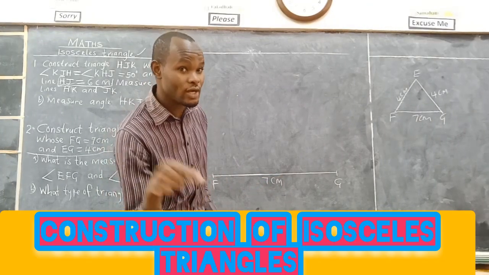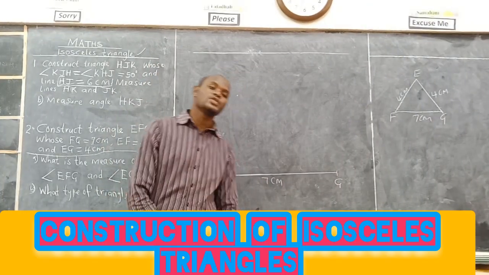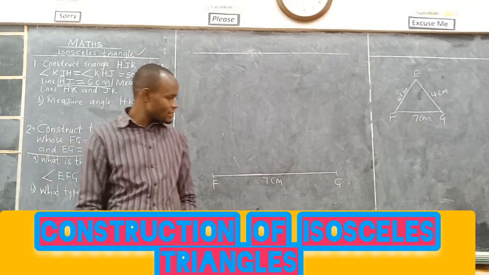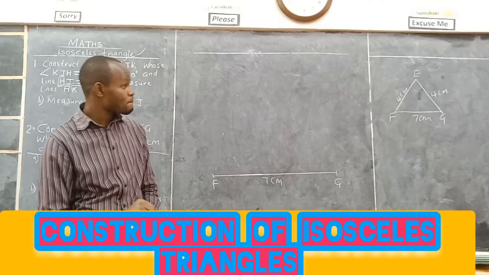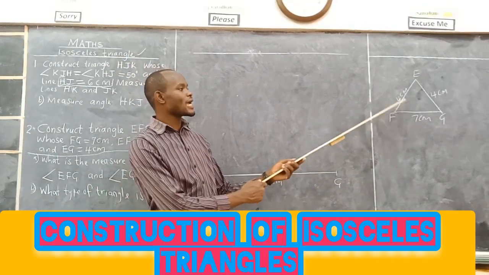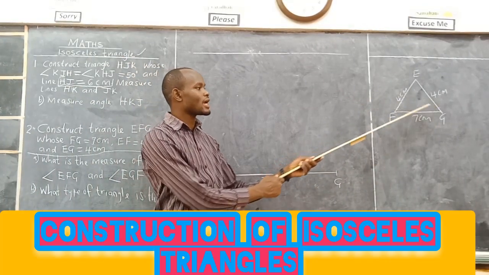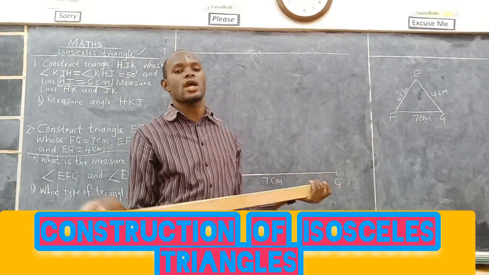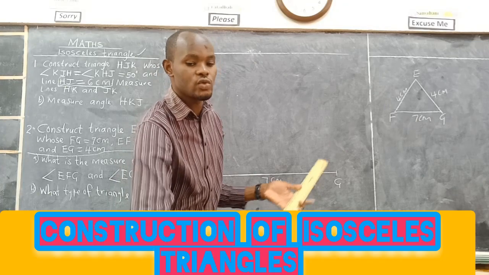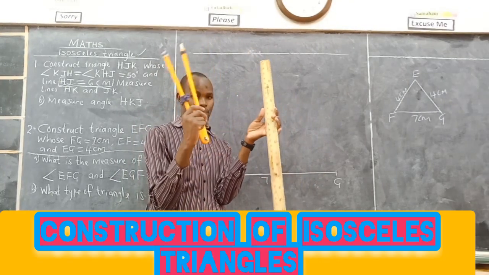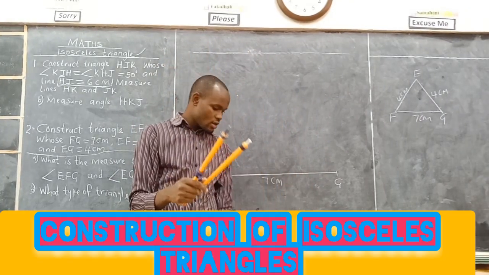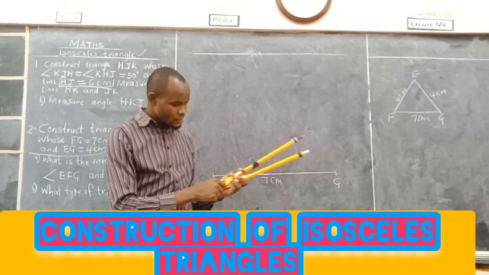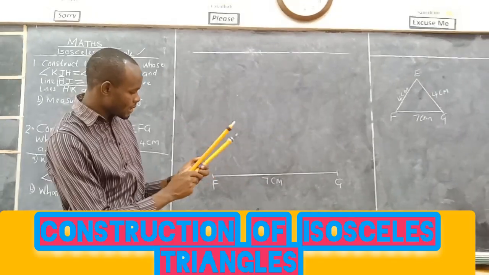Those who are still drawing that line, move faster. Just draw a line of 7 centimeters. From there, because we are not given any angle, when you are drawing a triangle and you are not given any angle, you are supposed to use these two things: a ruler and a pair of compasses. Others call it a compass. So you use those two pieces of equipment.